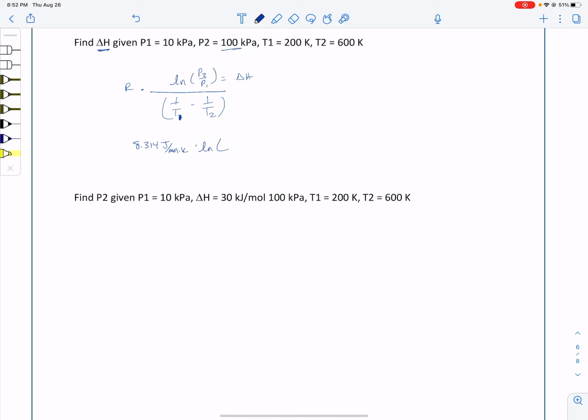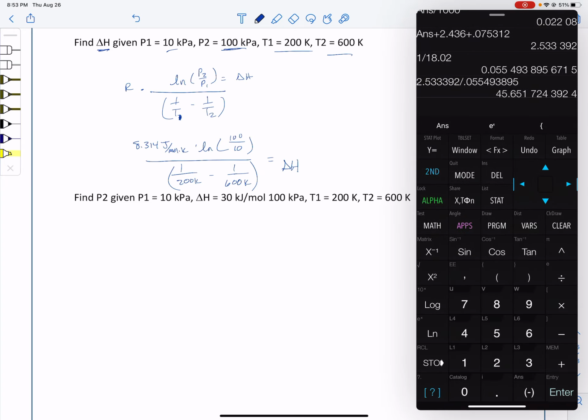Natural log. And then my P2 value is that one. P1 is that one. Over 1 over, here's my T1, 200 Kelvin. Now this time my T2 is 600 Kelvin. Delta H. I'll put that in my calculator.